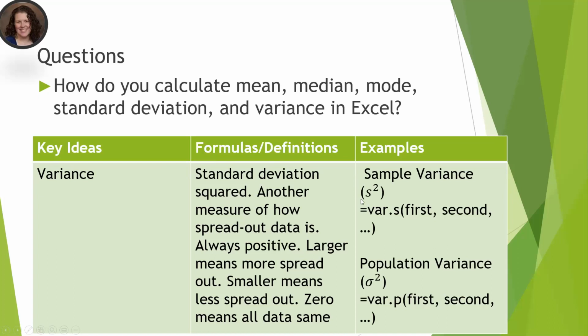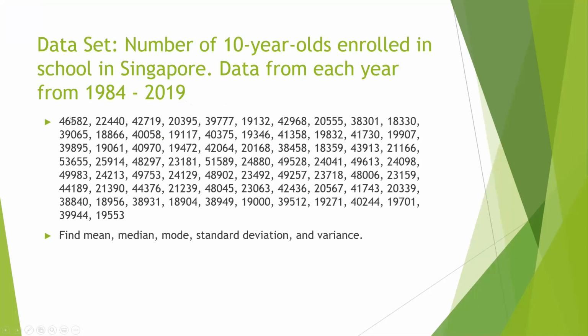And the symbol for sample variance is S squared. The symbol for population variance is called sigma squared. And the Excel command is var.s and var.p for population. So let's talk about how to do this in Excel.